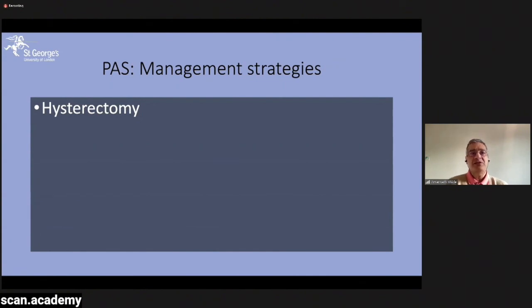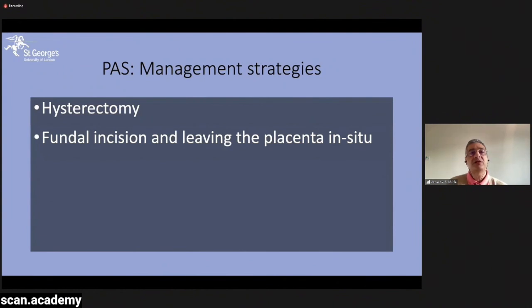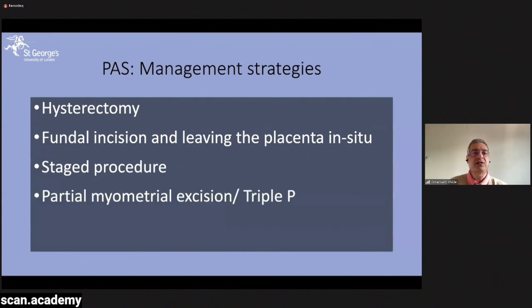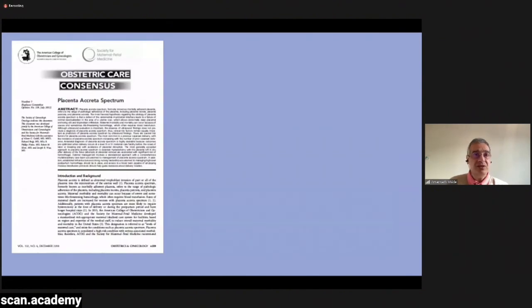Let us talk a little bit about management strategies for placenta accreta spectrum. At the moment, we know that there are several options available to us: hysterectomy, fundal incision and leaving the placenta in situ, a staged procedure, so fundal incision and leaving the placenta in situ, and then go back and do a hysterectomy, and finally, partial myometrial excision, a conservative type of surgery, what is called the triple P procedure that originates from my hospital, St. George's Hospital. At the moment, we don't actually know what is the best way to treat cases where antenatal diagnosis of placenta accreta spectrum has been made.